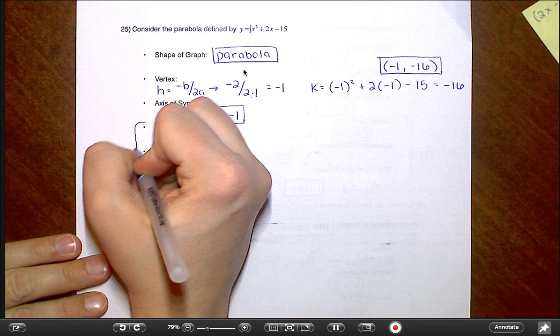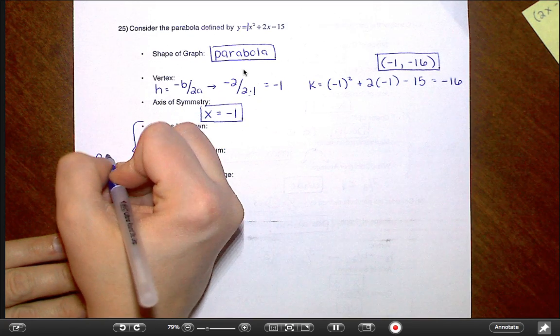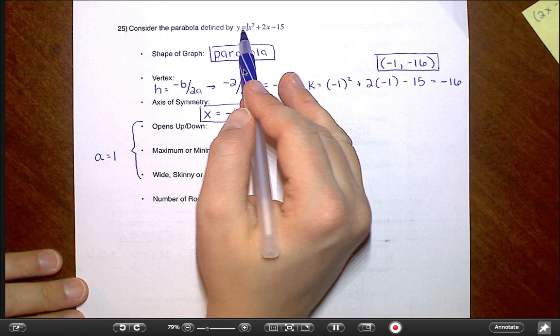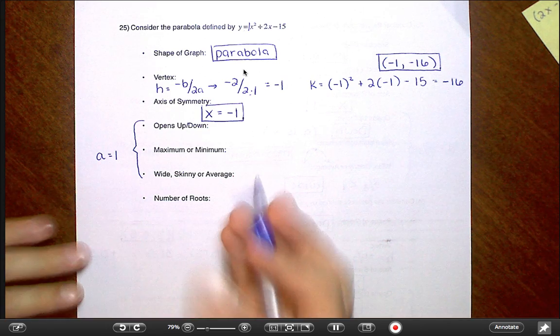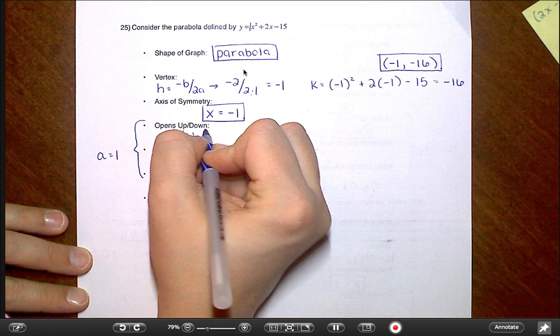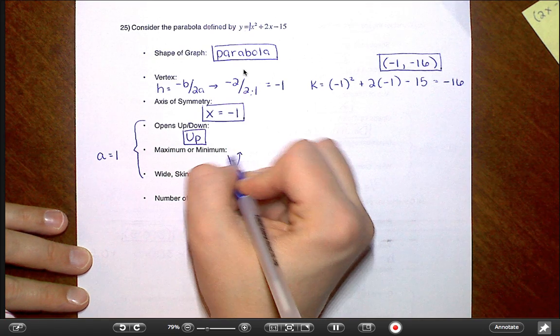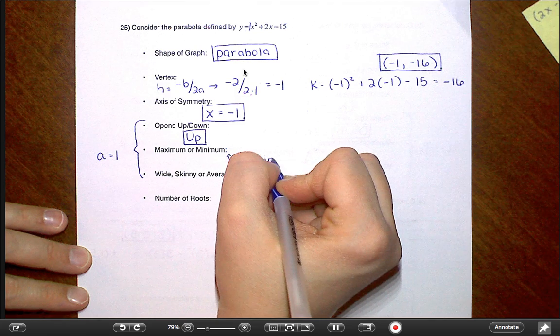For these three, I'm looking at my a value. My a value here is a 1. Again, when there's no number written, that's a 1. It's positive, that's a +1, so it's going to open up. And again, when it opens up, it has a minimum because it's a low point.